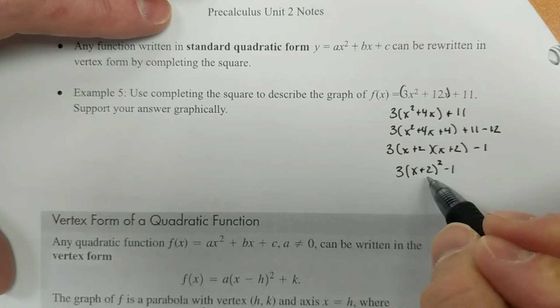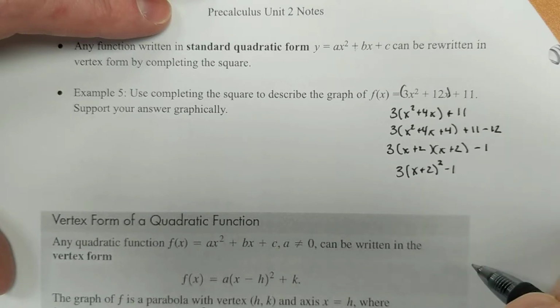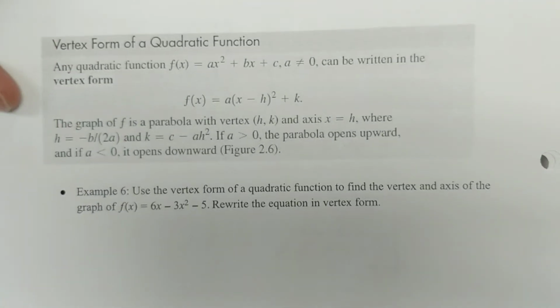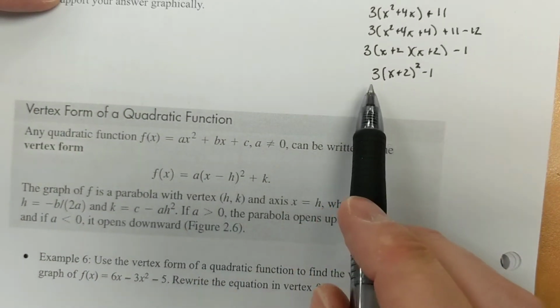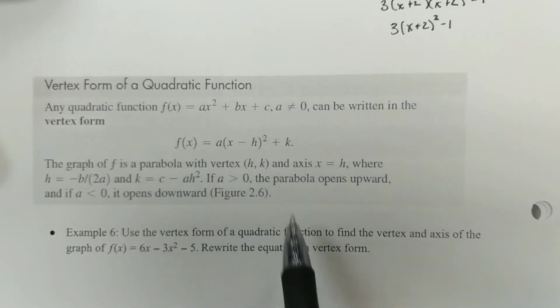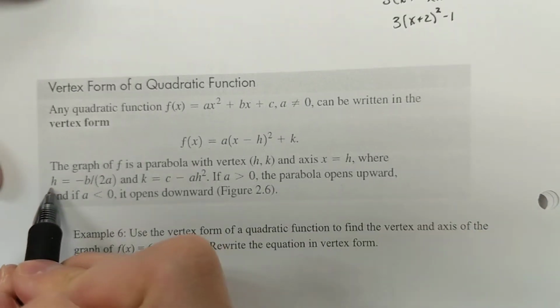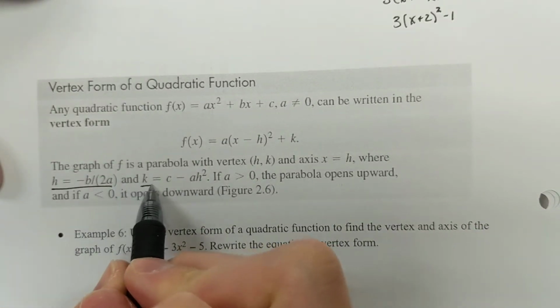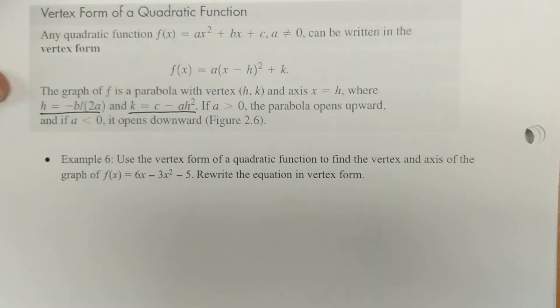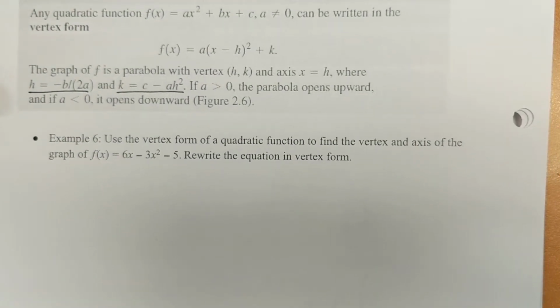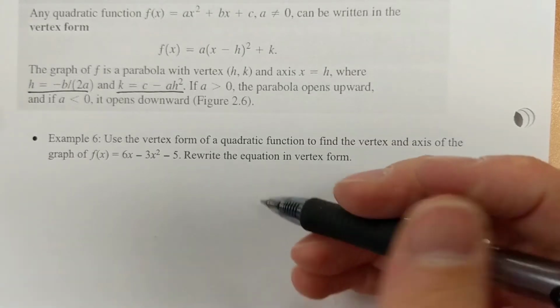So this graph is actually the one we just did. Vertical stretch of 3, moved left 2 units and down 1 unit. So this is the vertex form, so that's what our answer looked like, A, H, and K. There are shortcuts to find H, right there, and K right there, without having to go through the completing the square steps. So 6 here says use vertex form to find the vertex and the axis of this equation. Rewrite the equation in vertex form.